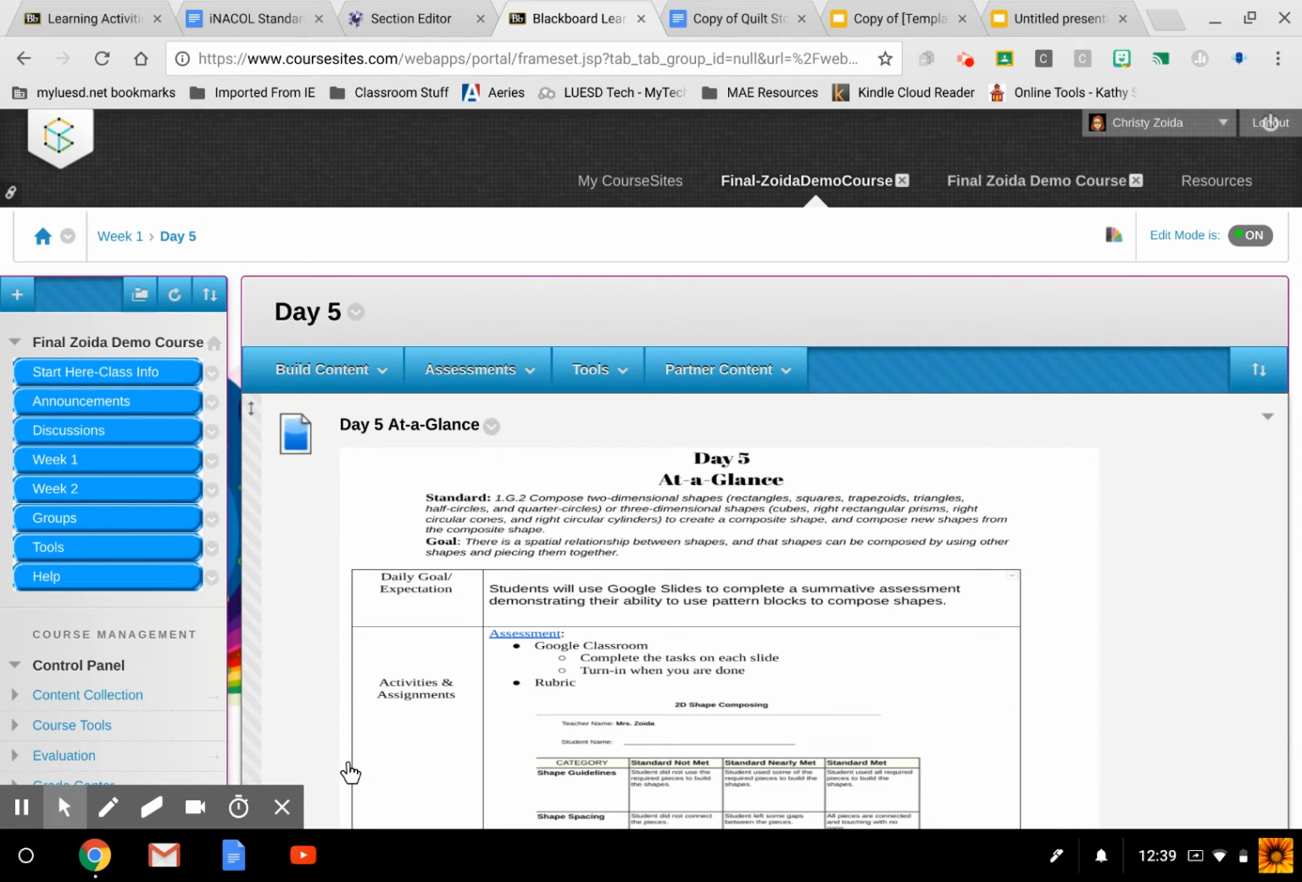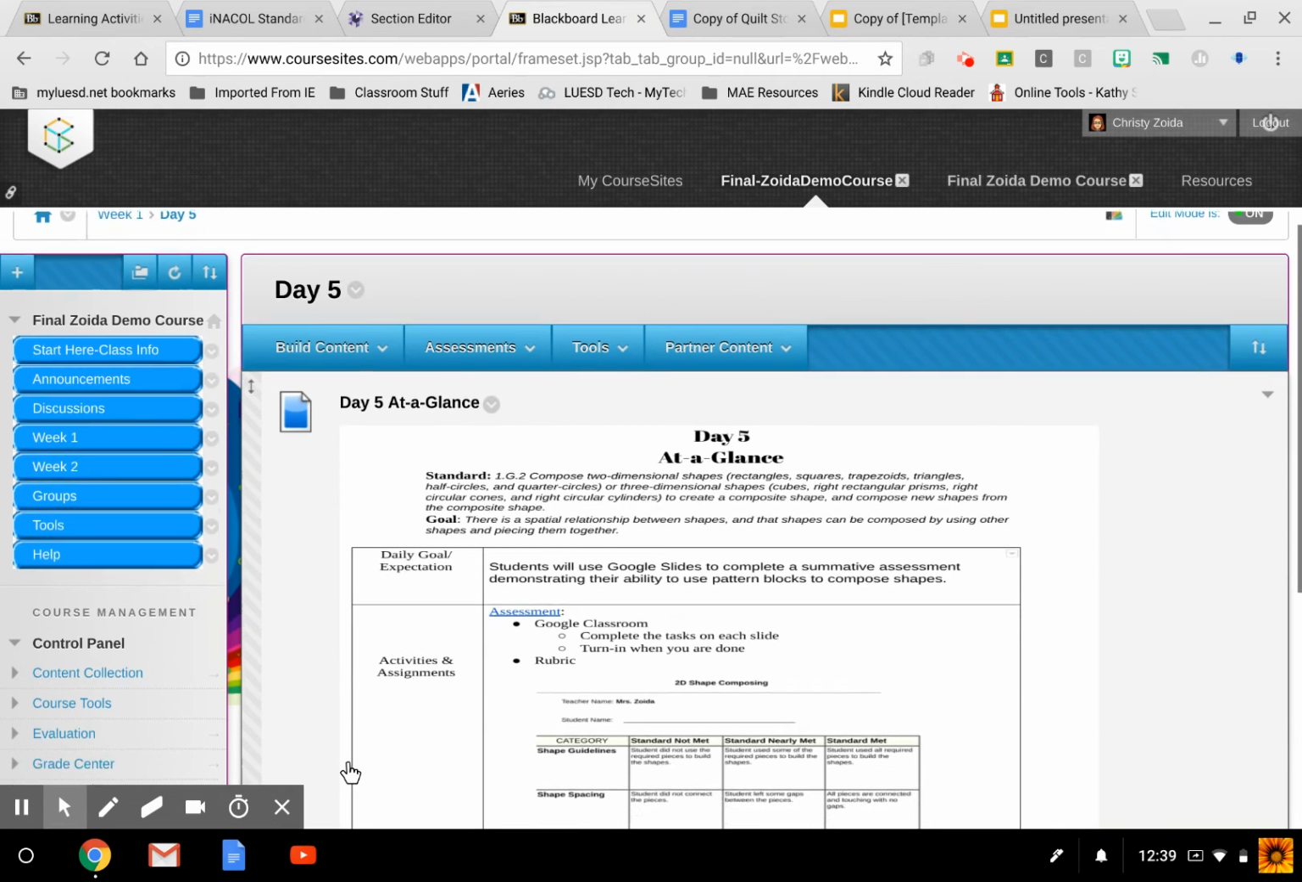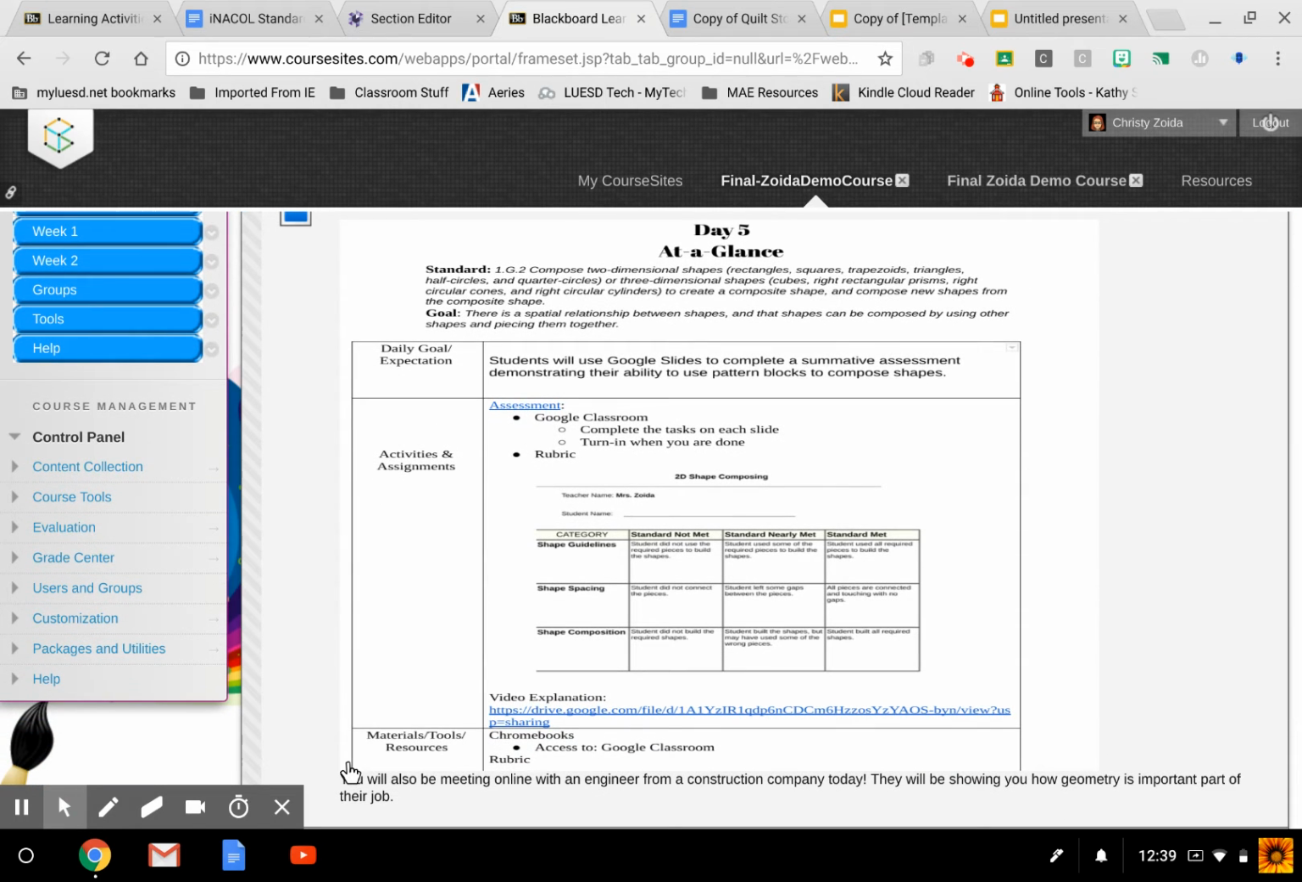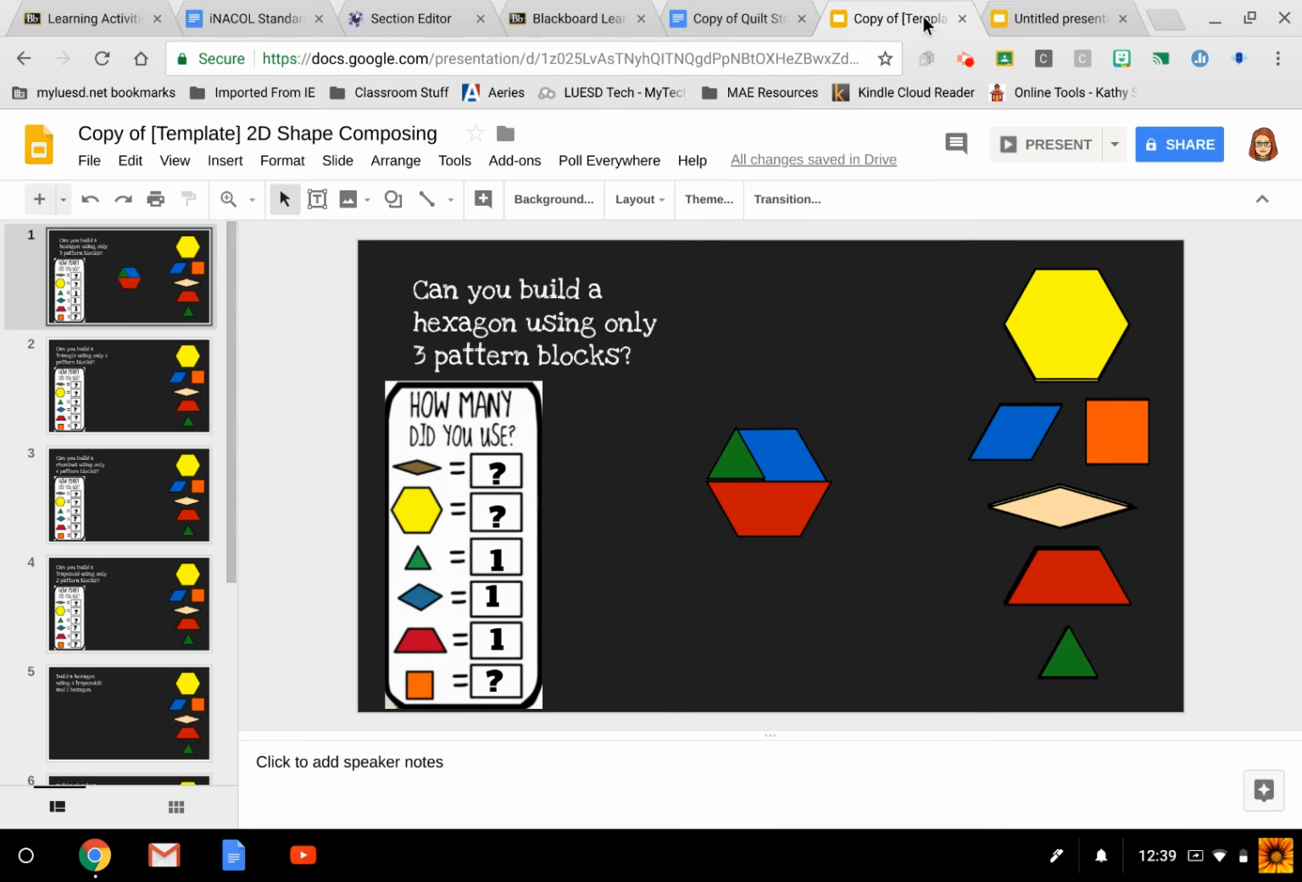Day 5 brings us to the first summative assessment. This assessment allows students to show what they have learned by asking them to complete composition tasks. In this example, you can see how I have used the shapes to build according to the specified task, and I have recorded my results on the table.